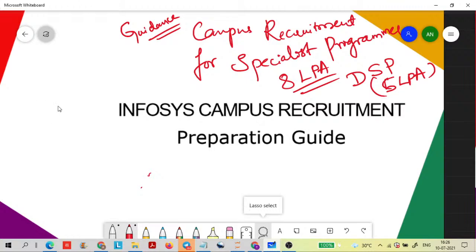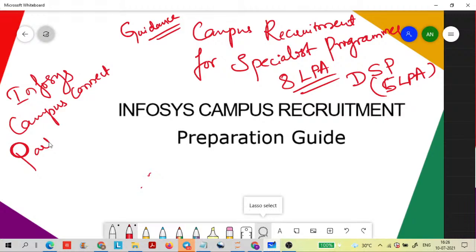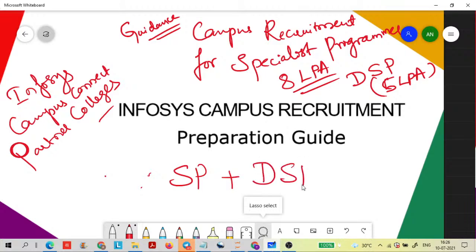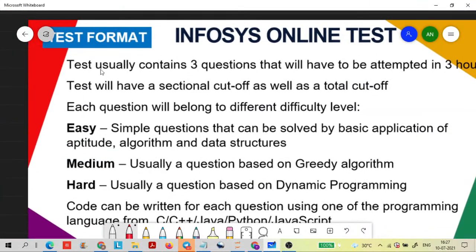Okay, and this recruitment is only with the Infosys Campus Connect partner colleges. This is only for the specialist programmer role and digital specialist engineer role with Infosys, and it is only associated with the colleges that are campus connect partners with Infosys.